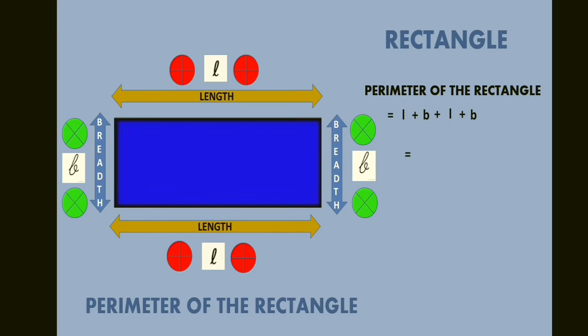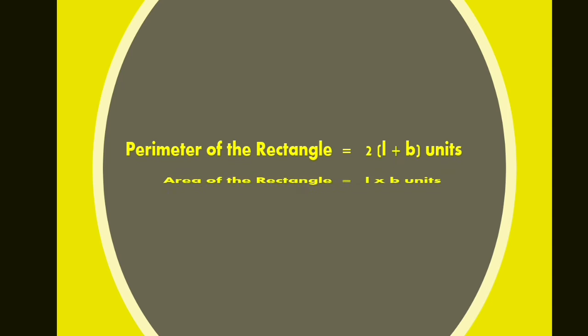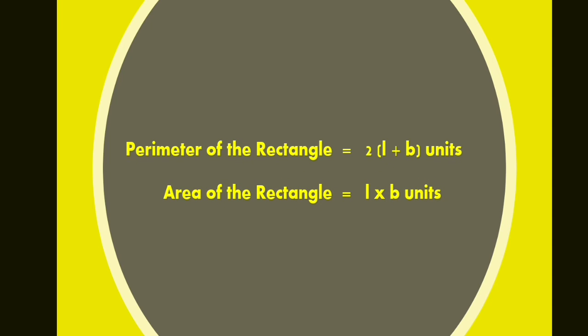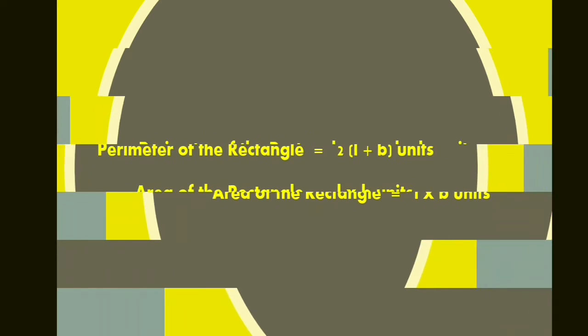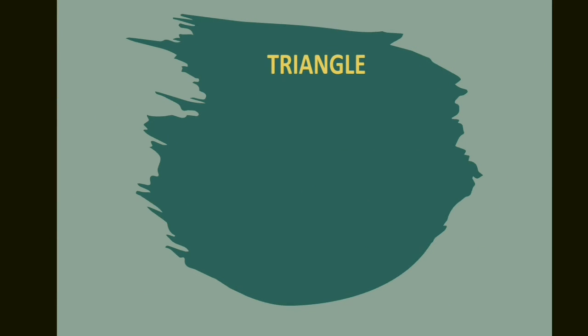Instead of writing it like this, we can write 2 into L plus B, that is, we are adding L plus B 2 times. The formula is: perimeter of the rectangle is 2 into L plus B units. To summarize, the perimeter of the rectangle is 2 into L plus B units and the area of the rectangle is L into B square units. Fine, so we got the formulas for any rectangle and square.